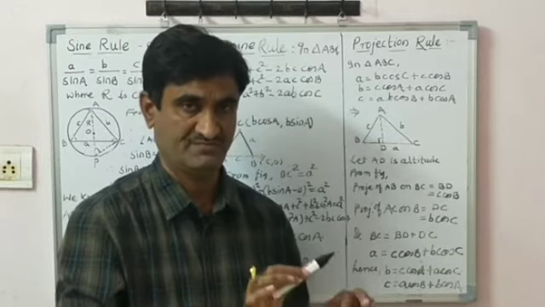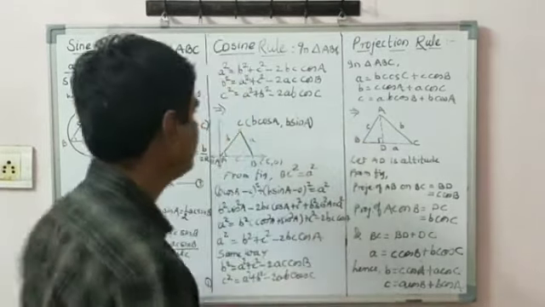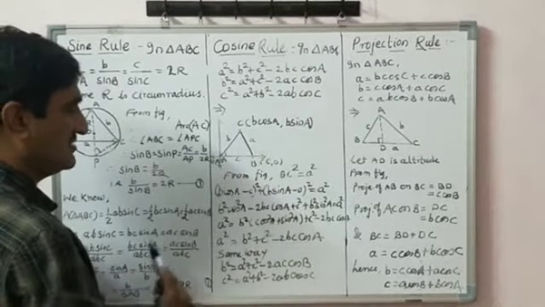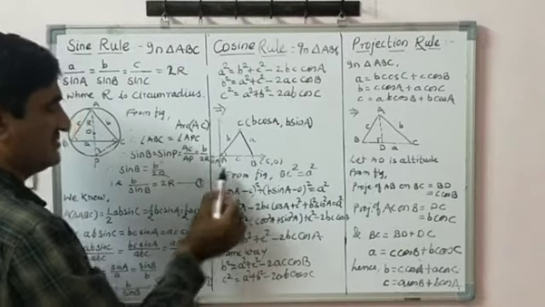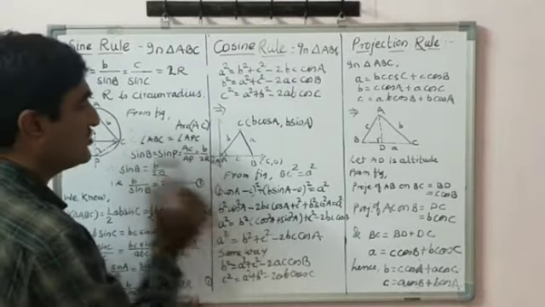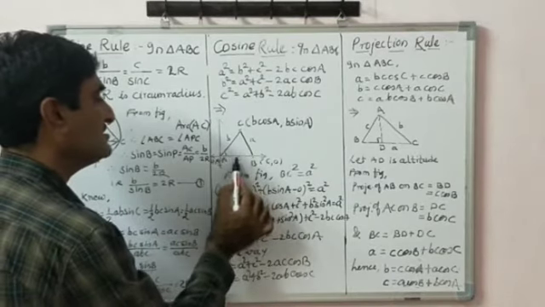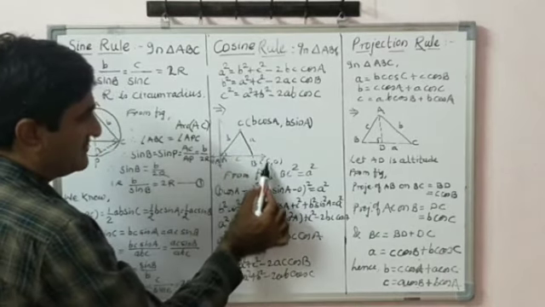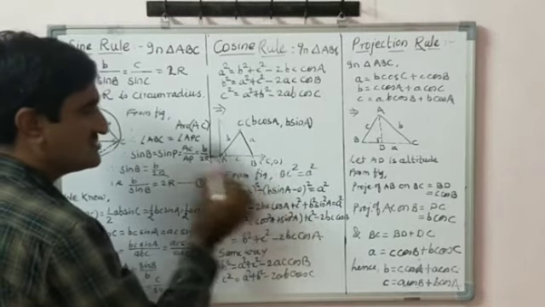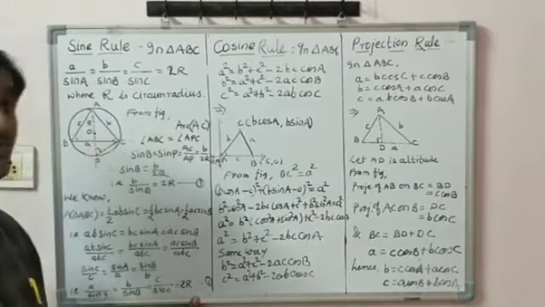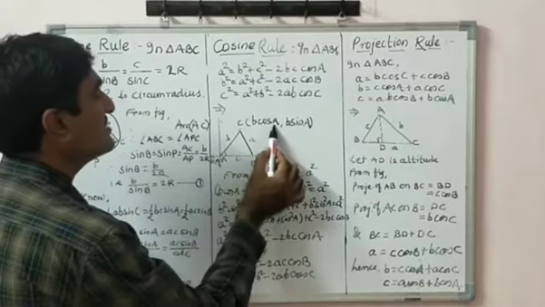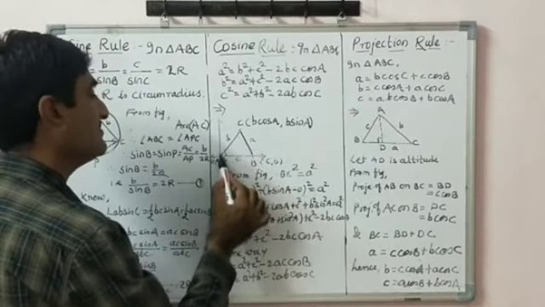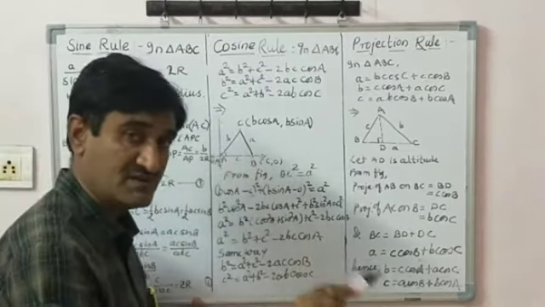Now let us see the proof of the cosine rule. Again consider this figure, triangle ABC. Here vertex A is at the origin. Let this distance be C, the side opposite angle C. Therefore the coordinates of point B are (C, 0). The polar coordinates of point C are (B cos A, B sin A), where this is angle A and this is side B. In the last period we learned polar coordinates.